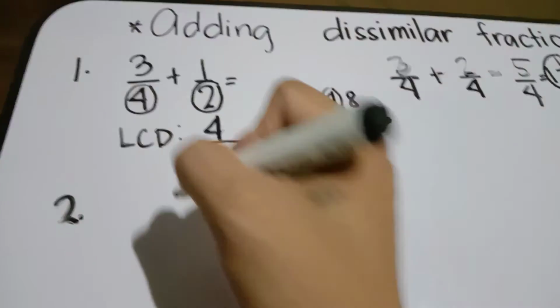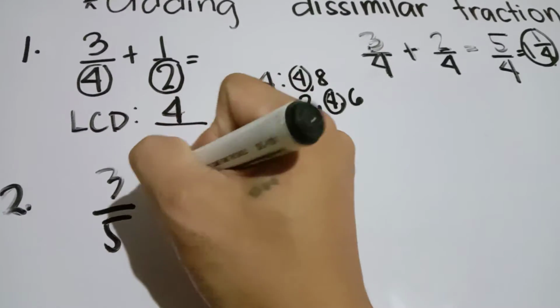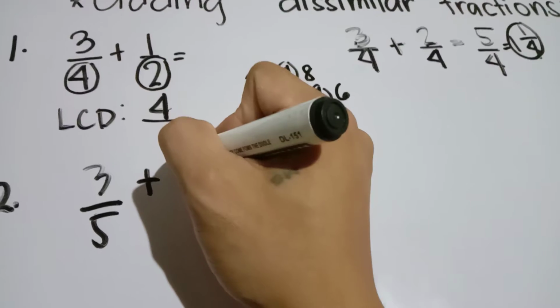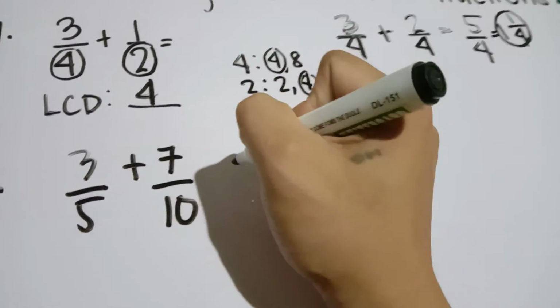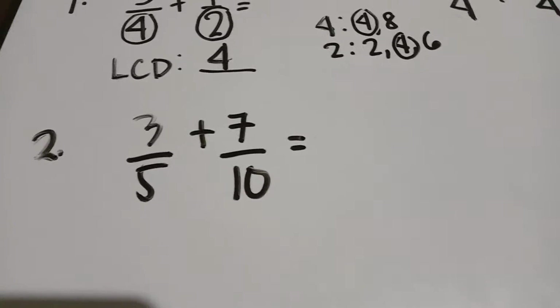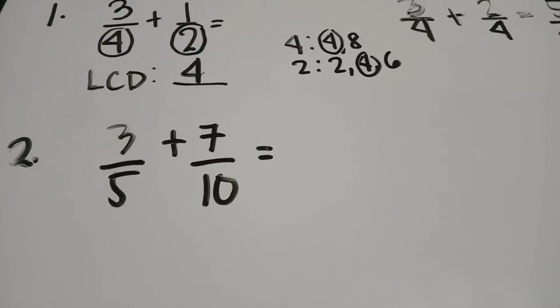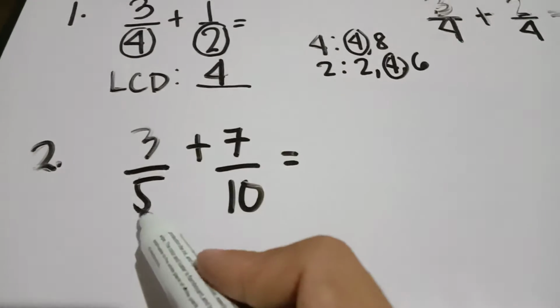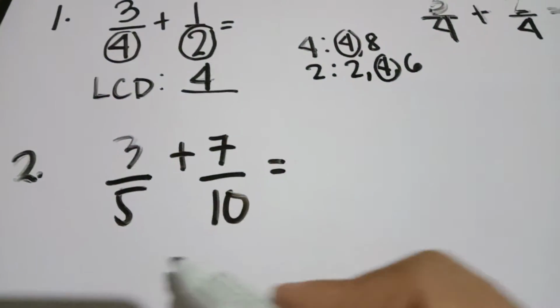Okay, let's have 3/5 plus, let's say 7/10. Okay. We are going to add 3/5 and 7/10. So again, magkaiba po ang denominators ng dalawang fractions. Yung isa 5, yung isa 10. So again, these are dissimilar fractions.